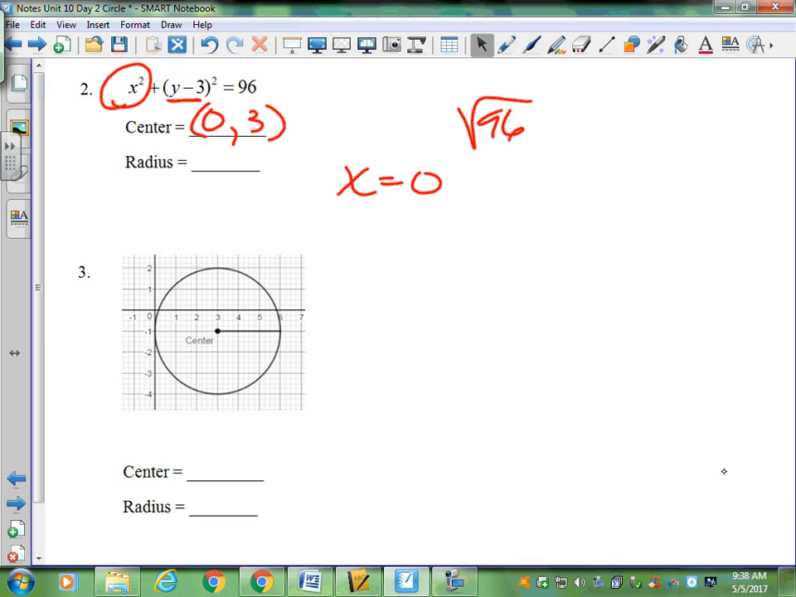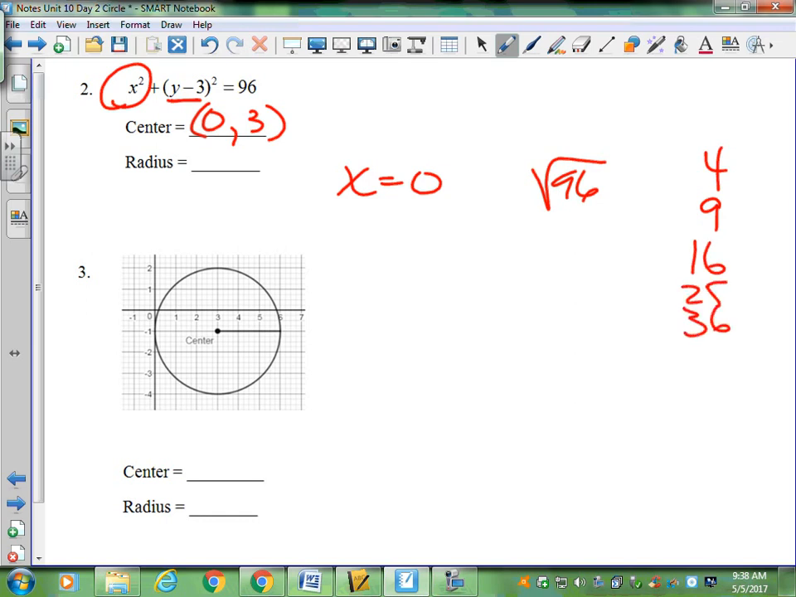I have to simplify it because it's not a perfect square. So I have to find a number that goes into 96 that's on our list. You know, that list of 2 times 2, 3 times 3, 4 times 4, 5 times 5, 6 times 6, 7 times 7, 8 times 8, 9 times 9, and so on. Which of these numbers on this list probably needs to be an even number? 16 times what? So 16 times 6 makes the final answer for the radius what? That's right, 4 square roots of 6.